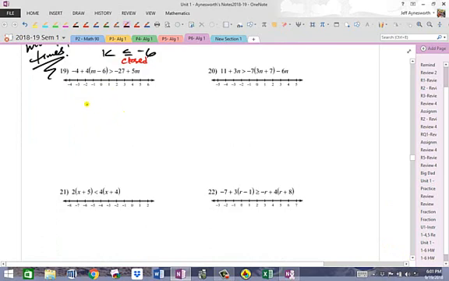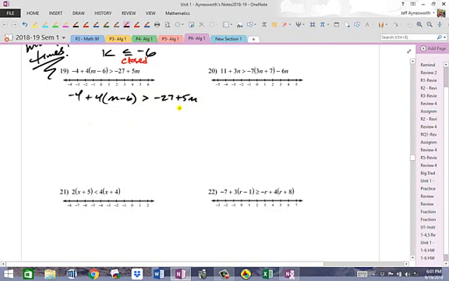We got -4 plus 4 times quantity m minus 6 is greater than -27 plus 5m. Now we're getting more challenging, right? Because now you got the variables on both sides. And you got to gather the sheep to one side, as my instructor used to say in college. When you got variables on both sides, you got to collect your like terms.